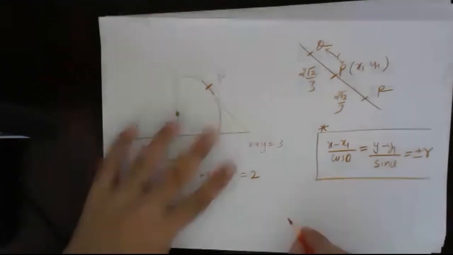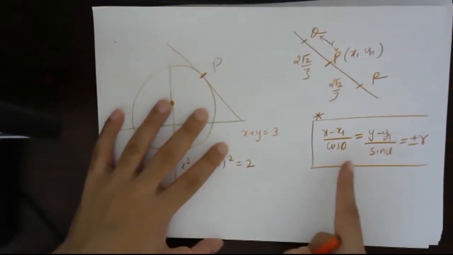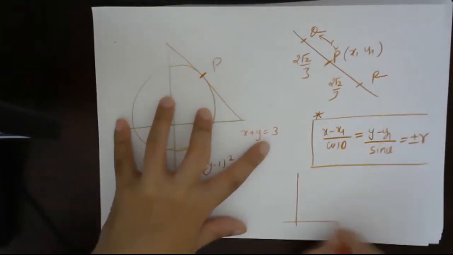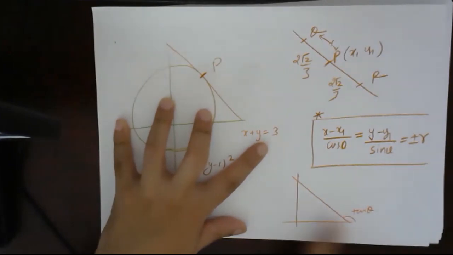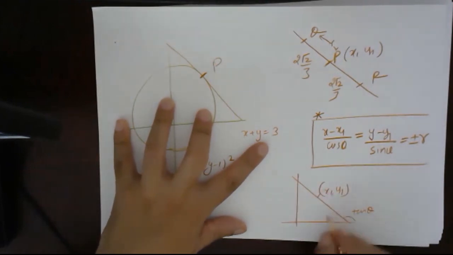Let's see. So I'll just simply recap this part. This is the most important thing. Rest you can solve. So this is, suppose, any line. This line is making an angle theta, with tan of theta as its slope. Suppose this is the point x1, y1, and suppose this distance is r.